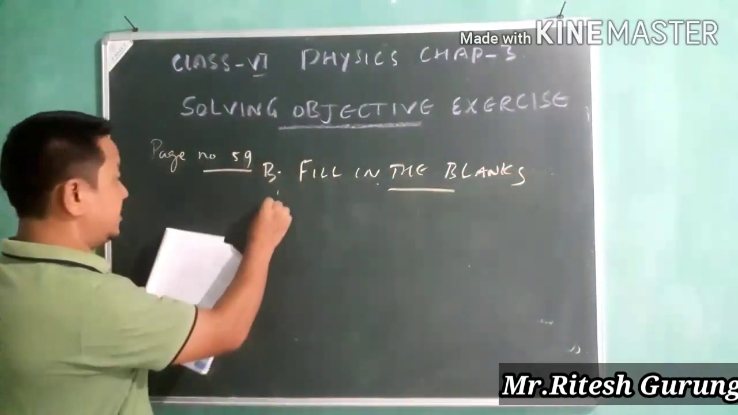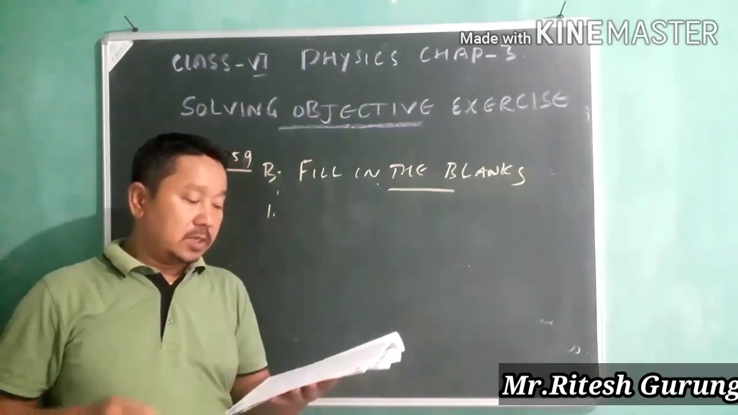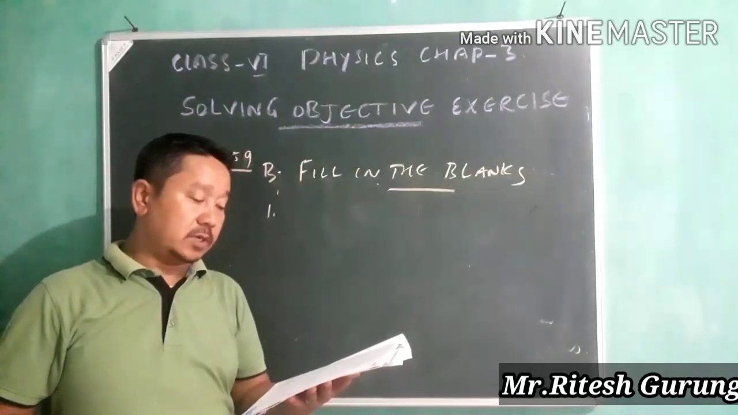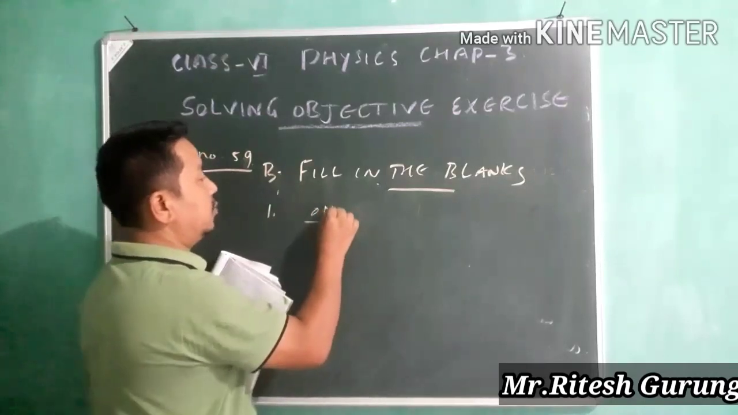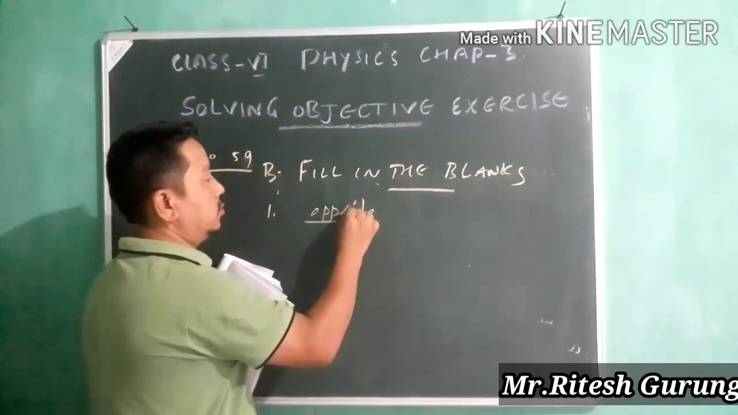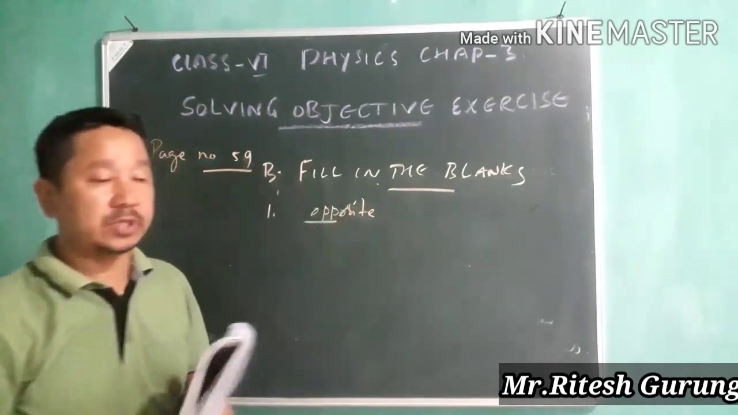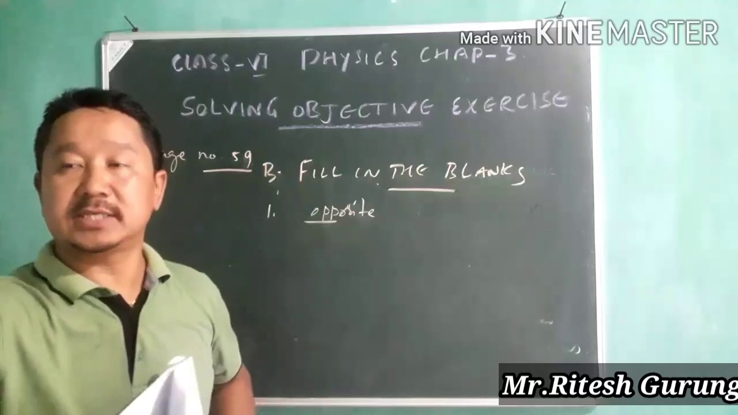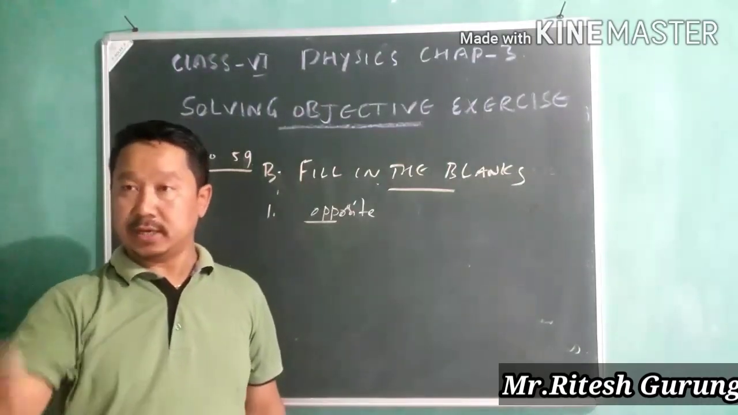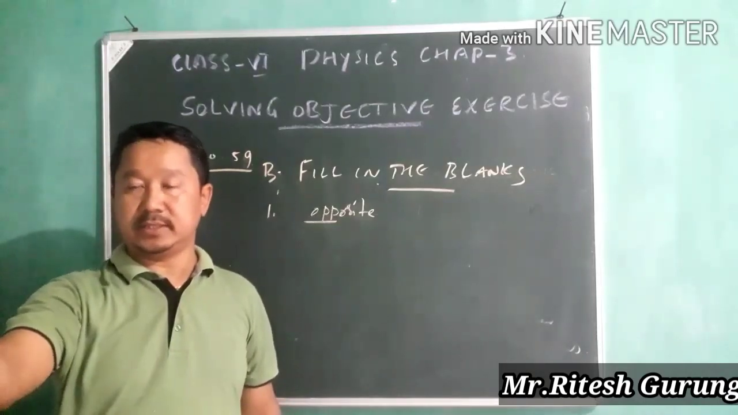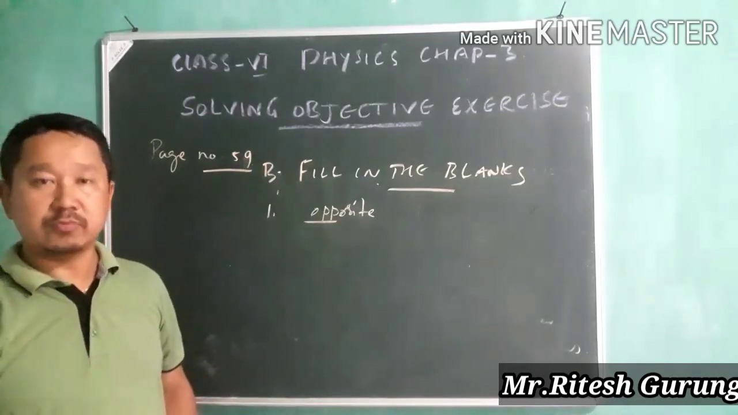So number 1, the friction always acts in what direction of the movement of the object? It is opposite. O-P-P-O-S-I-T-E. Opposite direction. Suppose you are moving this side, from the other side, in the opposite direction, something will act on you. It may be the ground down there, or the air. The air also has a kind of force which will oppose your motion, oppose your movement.